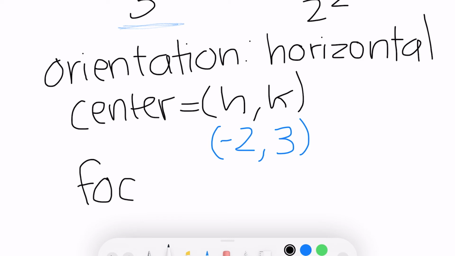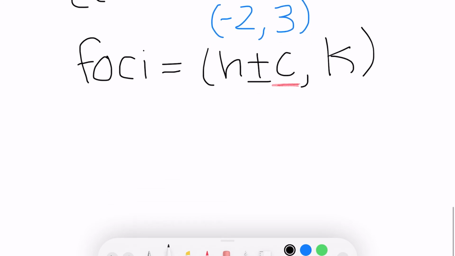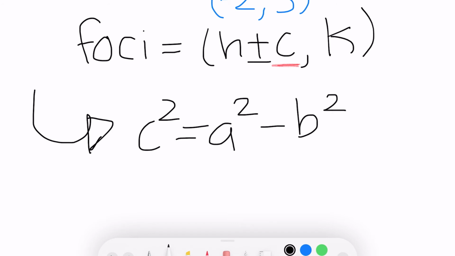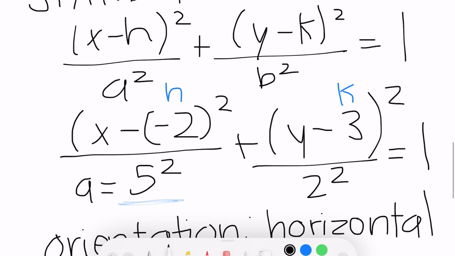Next, we're going to find the foci. The foci equation is h plus or minus c, comma k. So h is negative 2, but obviously we're forgetting something, the c. Now you may be asking, how do you get the c? Well, you find it with the relationship between a, b, and c. c squared equals a squared minus b squared. And a is 5.